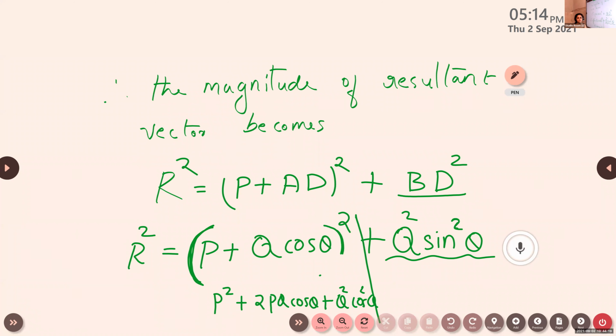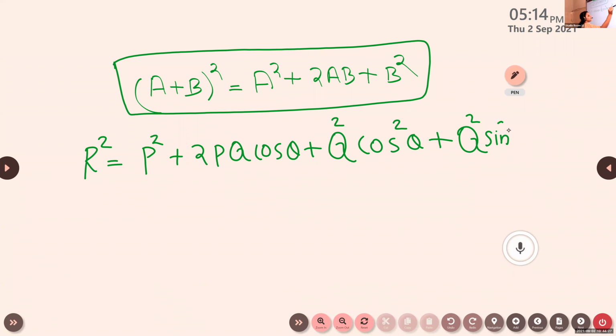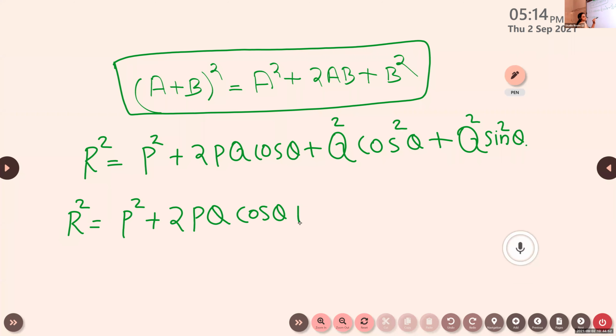Then what is left here? Q square sin square theta. So the equation becomes R square is equal to P square plus 2PQ cos theta plus Q square cos square theta plus Q square sin square theta. Or we can write R square is equal to P square plus 2PQ cos theta plus, which term is common here? Q square cos square theta plus Q square sin square theta. Q square is common, so we can take it outside. So it becomes Q square into, inside the bracket, cos square theta plus sin square theta.